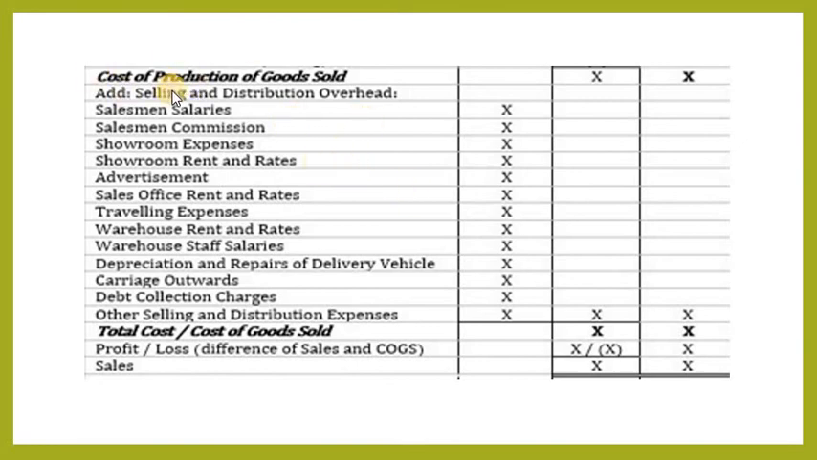Okay, the cost of selling and distribution overheads will be added into cost of production of goods sold. Then we are getting total cost or cost of goods sold. Then after getting total cost of goods sold, if there are any sales, then total cost minus sales, then we are getting profit. That means the difference between the total cost and sales gives profit or loss. If there is any profit, then total cost plus profit, then we are getting sales.